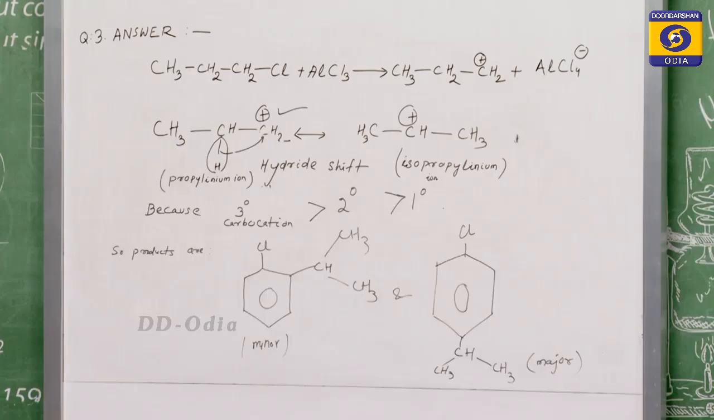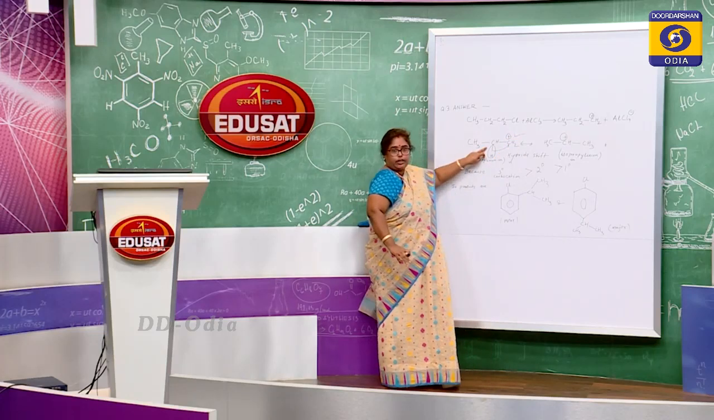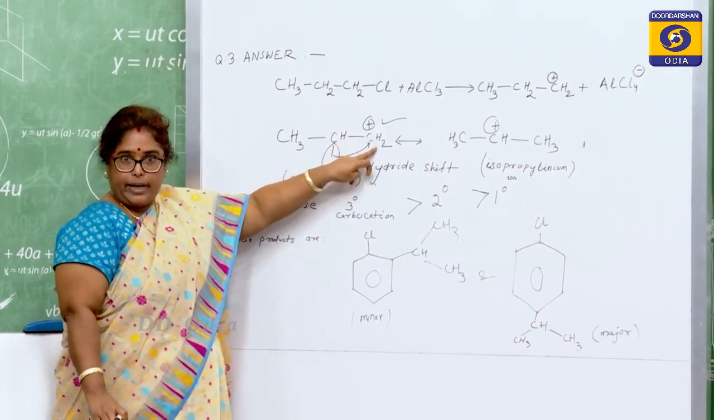So, you see the blackboard. In this reaction aluminum trichloride is present here. So, at first glance you should understand that we are talking about an electrophilic substitution reaction. So, the Cl minus goes along with it and the propylium ion is generated here. But what happens in the next step, that is very important. You may see here, in this case, what is happening? The propylium ion is produced here, but in this case the plus charge is present on a primary carbon atom.